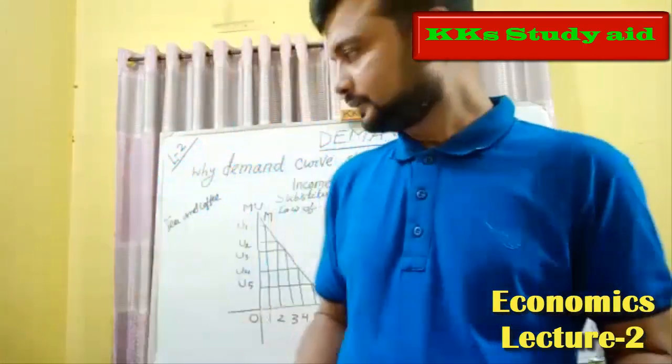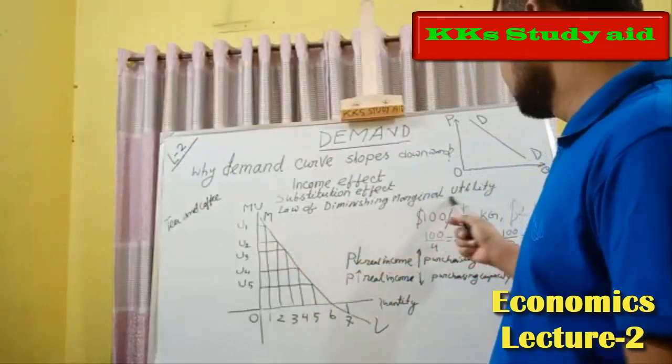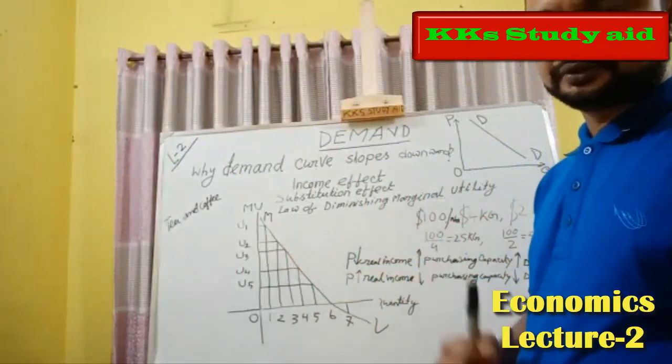Now come to another point, which is the law of diminishing marginal utility. What is called utility?